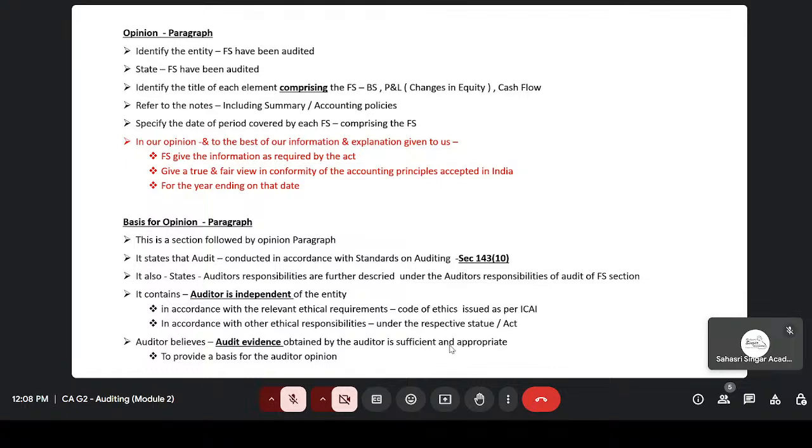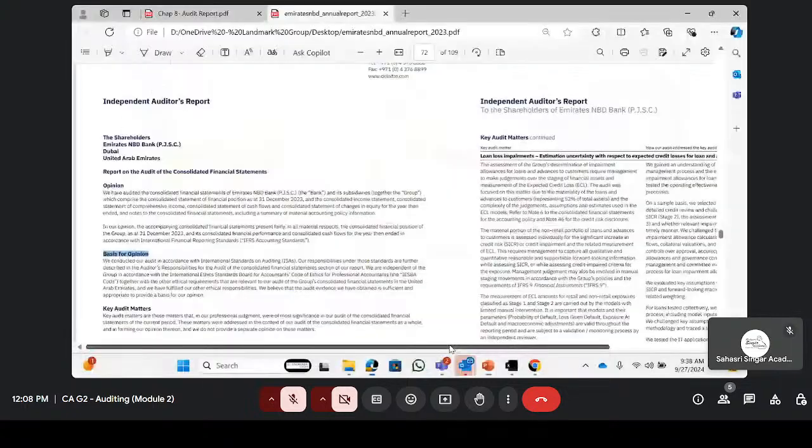Now, if I go practically for this paragraph in this opinion, you will see we conducted our audit in accordance with the international standards. We are telling SA, they are telling international standards. Our responsibility under those standards is further described in the auditor's responsibility section of the report. And we are independent. See, we are independent in the group. We are ensuring that the international ethics standards are being followed. For them, it is their code of ethics, their professional standards. For us, it is the code of ethics issued by the ICAI, and also other ethical responsibilities.